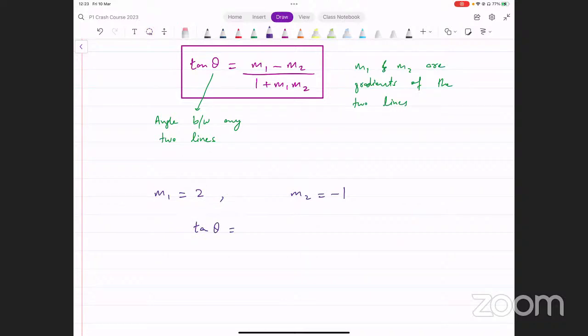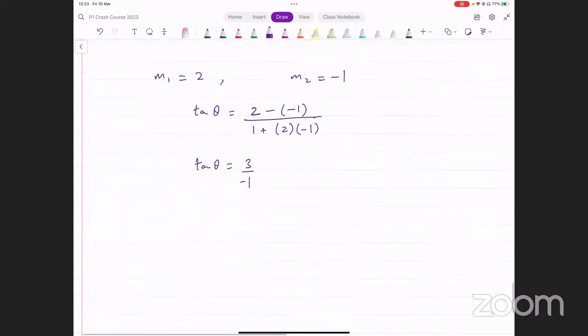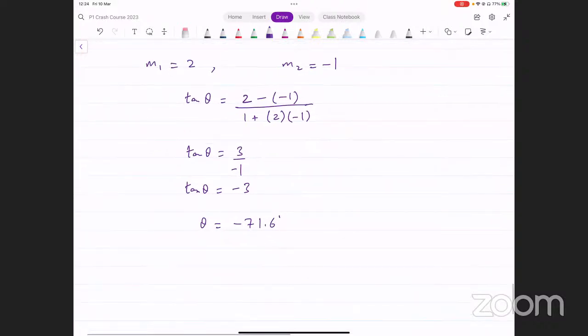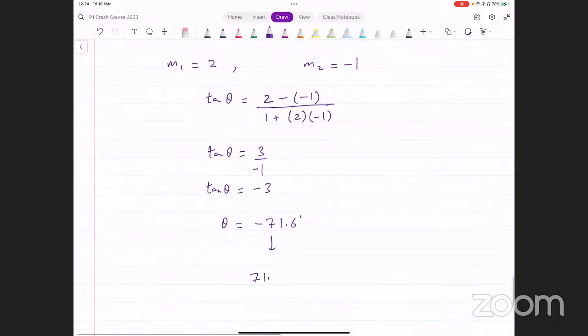Tan theta equals M1, which is 2, minus M2, which is -1, divided by 1 plus M1, which is 2, into M2, which is -1. And that gives me tan theta equal to 3 in the numerator and -1 in the denominator. So we have tan theta equal to -3. And now we can just take tan inverse of this and see what that gives us. That's giving me -71.6 degrees. If we make it positive, that's 71.6 degrees. That's the angle between those two lines.